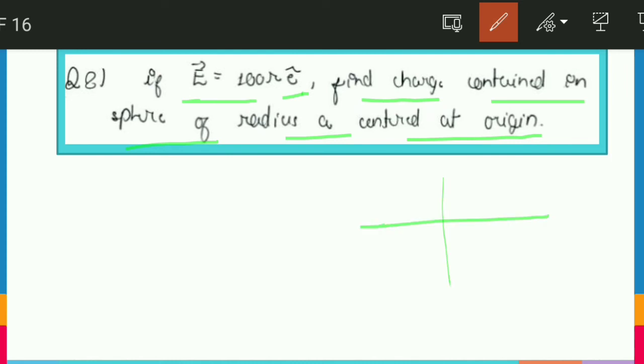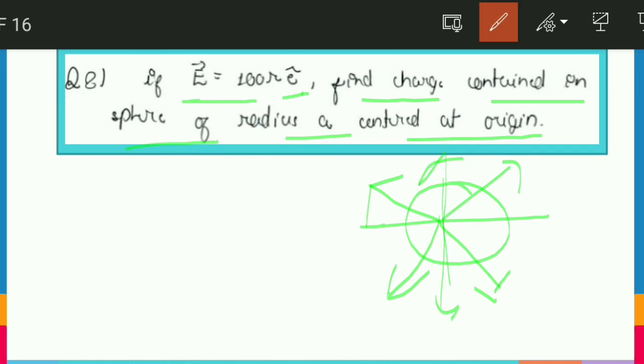This is our coordinate axis, and this is, let's say, our sphere, and the electric field is in the e cap direction. So e cap actually means radially outward, in this direction. This is our electric field, and it has magnitude 100 r, where r is the radius of that sphere. Then we have to find the charge contained, q, inside a sphere having a radius of a.